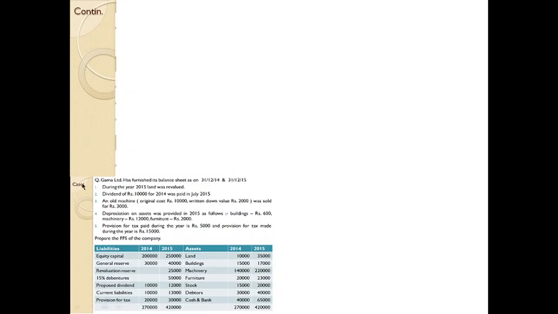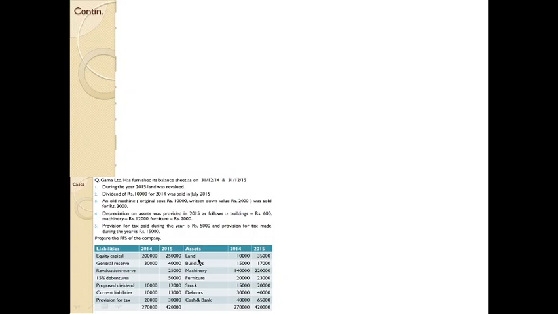First additional information was given: during the year 2015, land was revalued. Land may be revalued higher, or it may be revalued to a lower value. It doesn't matter. The concept is that whenever land is revalued, you need to check the details given in the question, whether such a revaluation leads to a flow of funds. And if you look closely at the details given, during the year 2015, land was revalued.